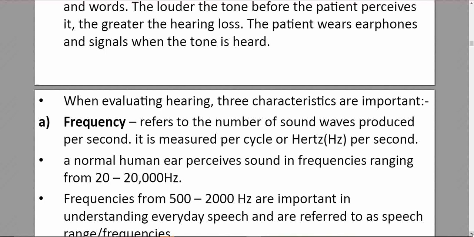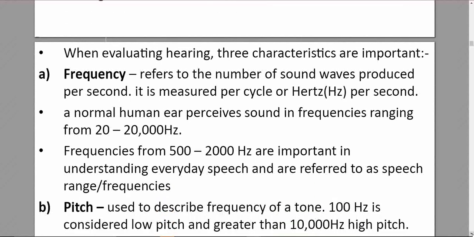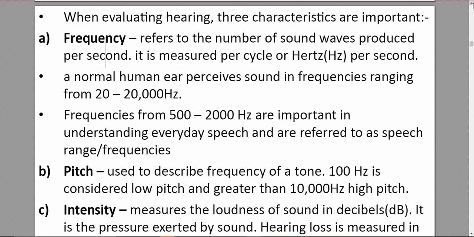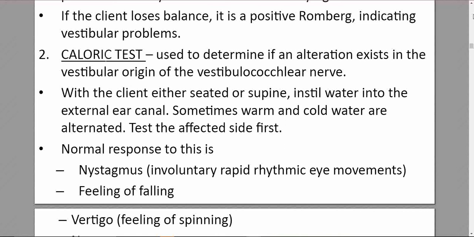When evaluating hearing, 3 characteristics are important. Characteristic number 1, frequency. Number 2, pitch. And the last one, intensity. Starting with frequency, it refers to the number of sound waves produced per second. It is measured in cycles per second or hertz. A normal human ear perceives sound in frequency ranging from 20 to 20,000 hertz. Frequencies from 500 to 2,000 hertz are important in understanding everyday speech and are referred to as speech range frequency. Right? I hope we are good up to there.